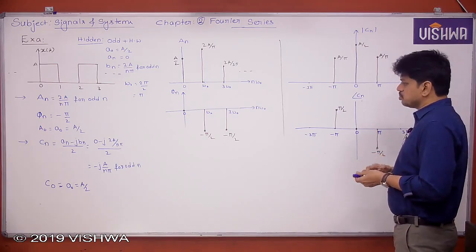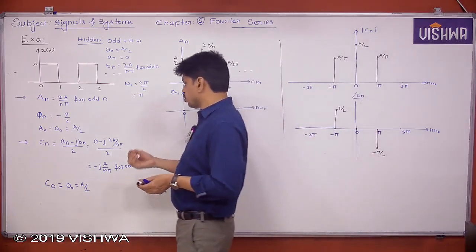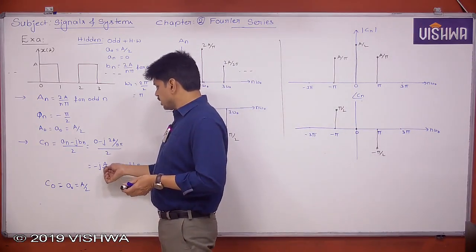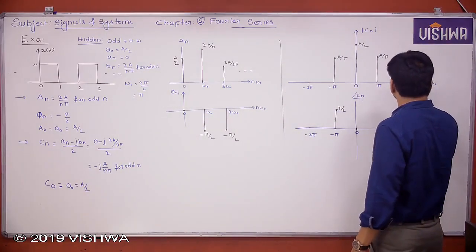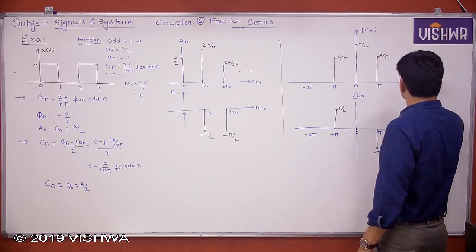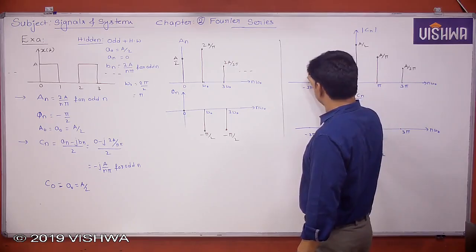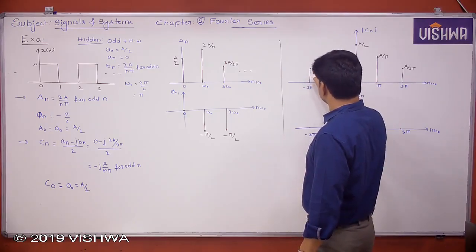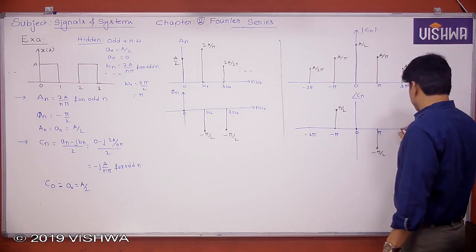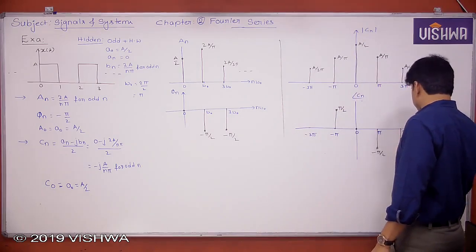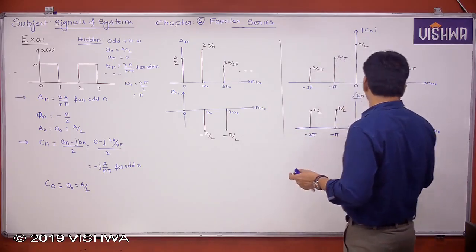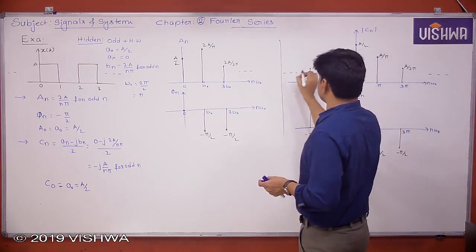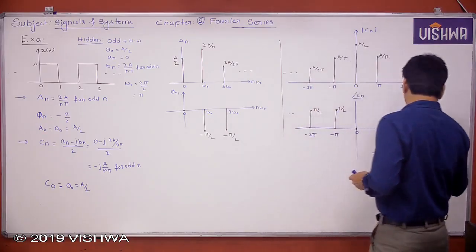Next, at 3 pi, what is the magnitude? 3 pi means 3 omega naught, so n is equal to 3. If n is equal to 3, a by 3 pi is the magnitude. Here also a by 3 pi. Here angle is equal to minus pi by 2, and here angle is equal to pi by 2. So this is the spectrum, and so on it will go in this direction.